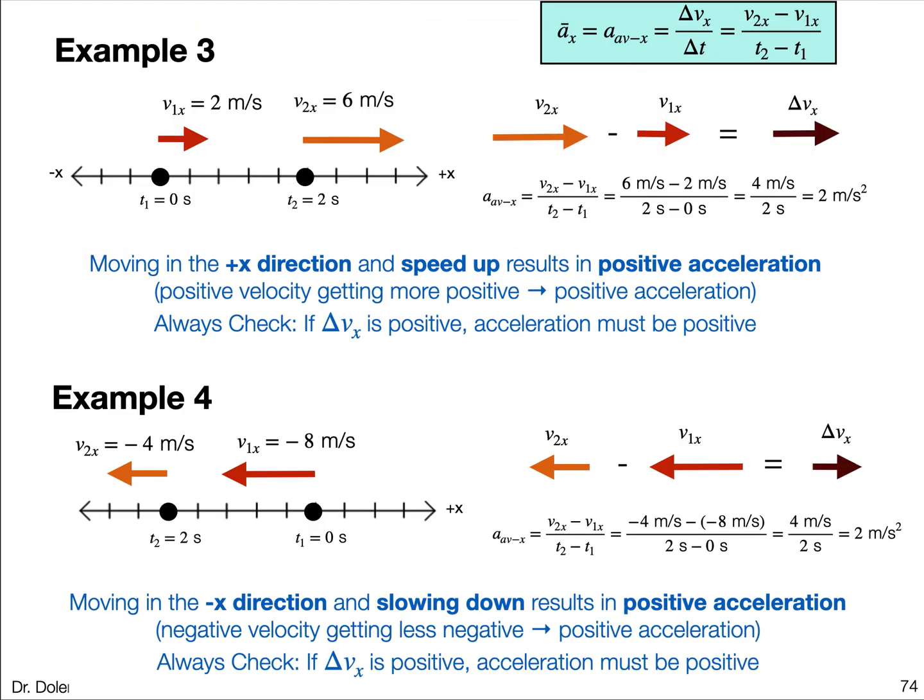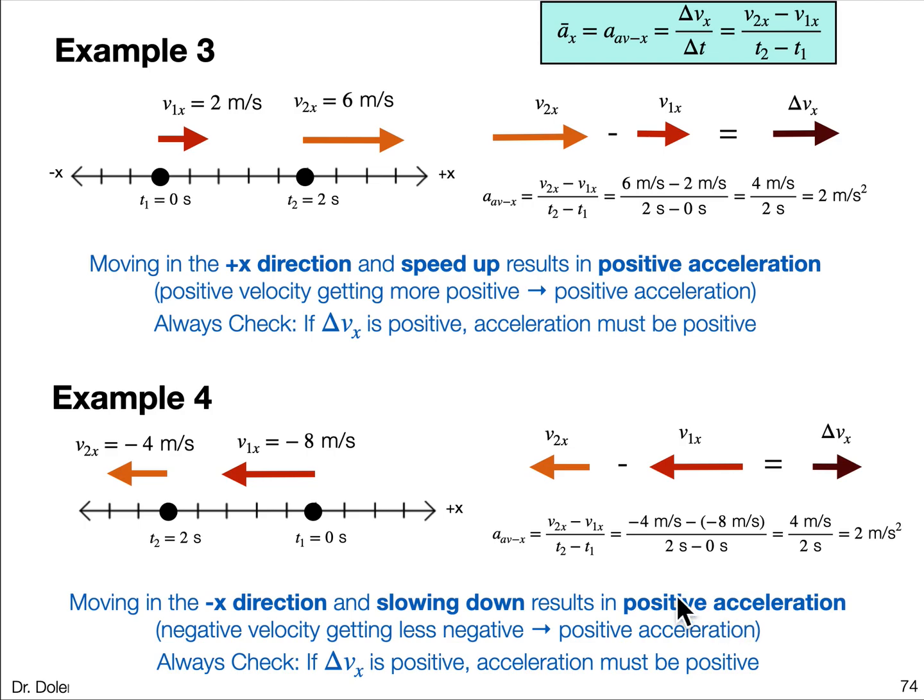Example 3 now, we're moving to the right and speeding up, and that is positive acceleration, as you may expect. And once again, our vector equation tells us that our delta v is positive. So if we're moving to the right in the plus x direction and speeding up, that's positive acceleration. But also if we're moving to the left and slowing down, that turns out to also be positive acceleration.